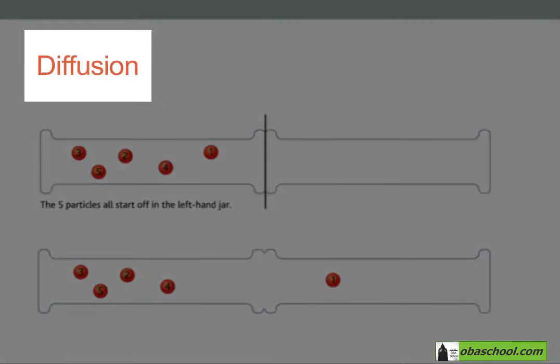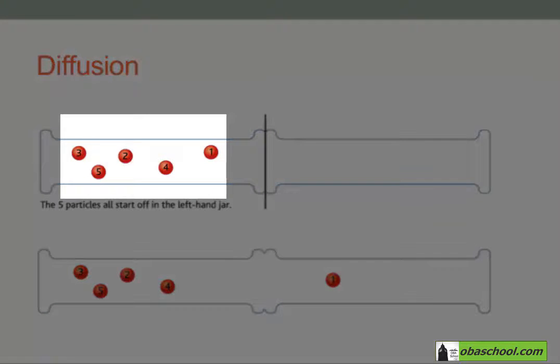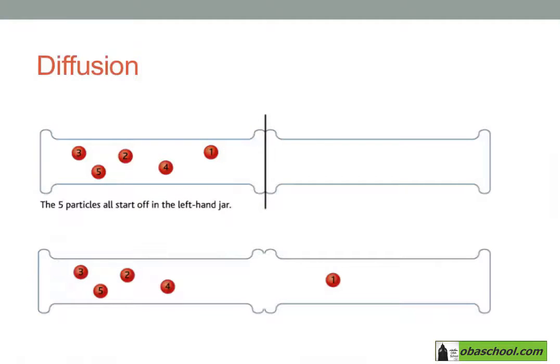We mentioned diffusion as an example of entropy. To better explain it, we have this diagram of two tubes. The first tube is divided into two parts by a divider. We see that there are 5 particles in the left side of the tube and no particles on the right side. As for the second one, there is no divider. We have 1 particle on the right side and 4 on the left.